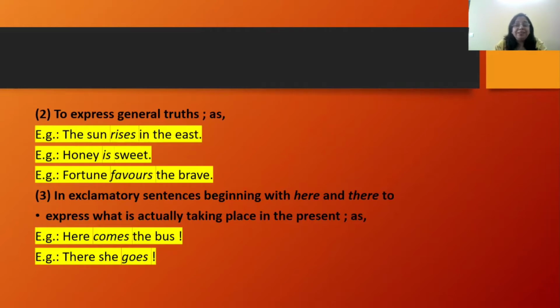Next, simple present tense can also be used in exclamatory sentences beginning with here and there to express what is actually taking place in the present. Like: Here comes the bus. There she goes. These 2 sentences come under the exclamatory type of sentences. In these 2 sentences, we need to understand that the sentences start with either here or there. In such sentences, we can use the simple present tense, that is present indefinite tense, to express what is actually taking place in the present time.